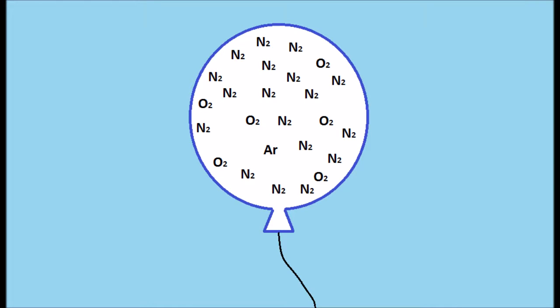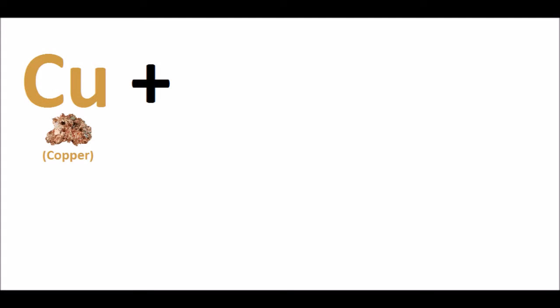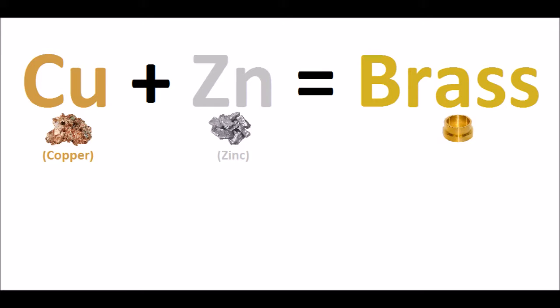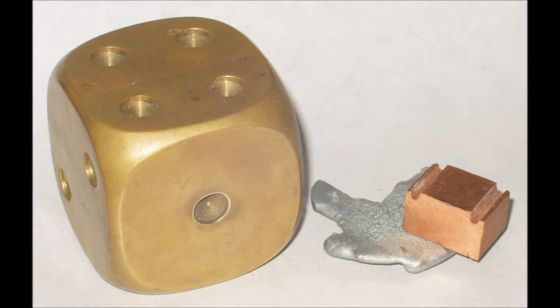Let's say that we have a balloon. Inside of the balloon, gases such as nitrogen, oxygen, argon, carbon dioxide, and hydrogen are mixing together and forming a gaseous solution, which we know as air. Copper combines with zinc. Brass is the solid solution that is formed. Since zinc and copper are both solids mixing together, they form a solid solution.